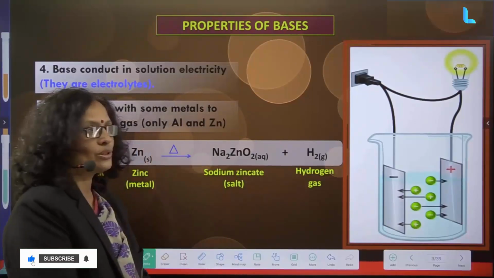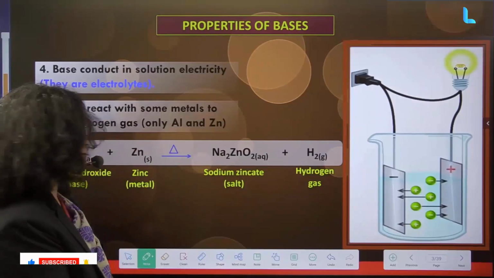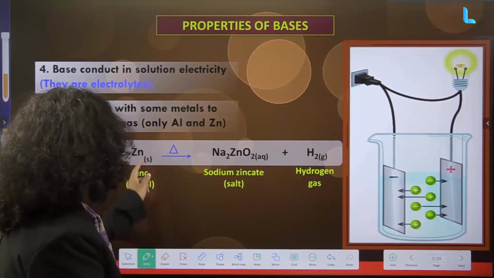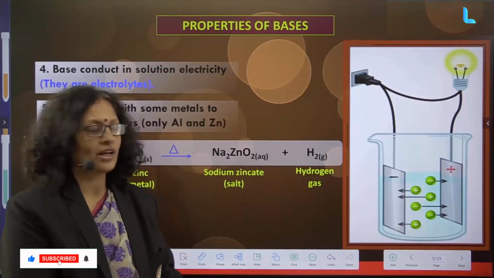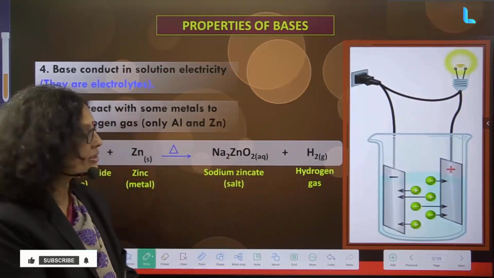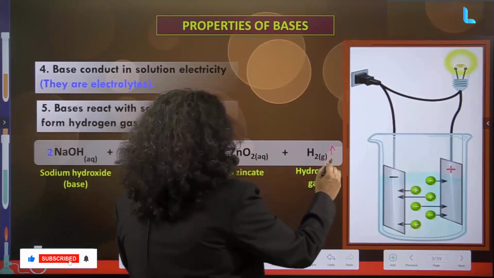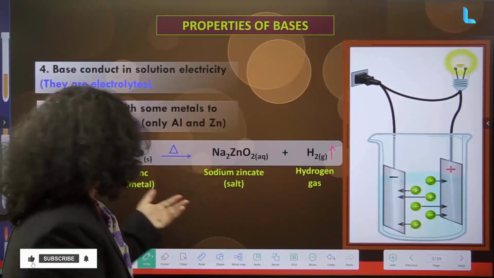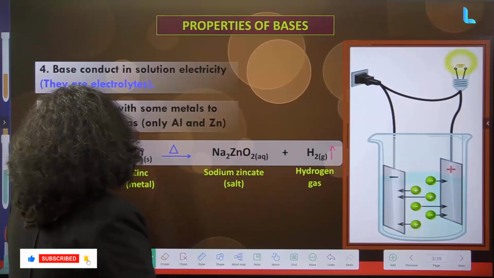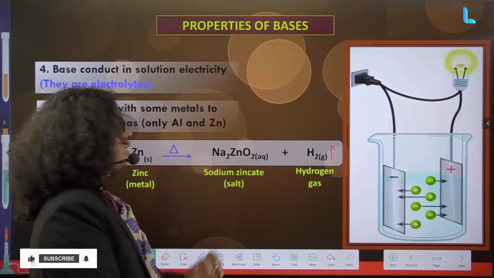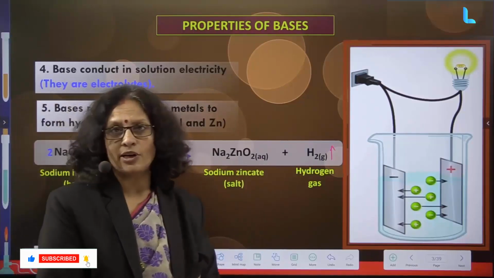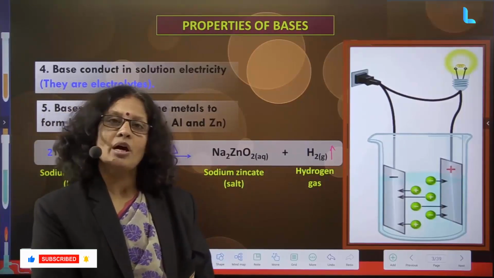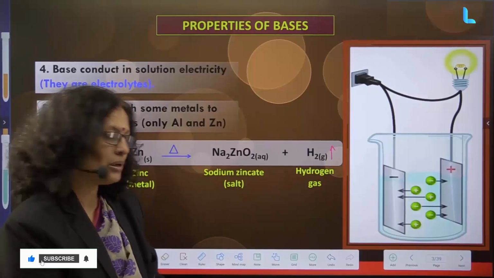Okay, bases react with some metals like aluminium and zinc to give hydrogen gas. See here, sodium hydroxide reacts with zinc to give sodium zincate, Na2ZnO2, and hydrogen gas is liberated. The same reaction we can write with aluminium also. We have NaOH plus aluminium giving Na2AlO2 plus hydrogen. So sodium zincate is obtained here, and when we react with aluminium, sodium aluminate is obtained, and hydrogen gas is liberated.